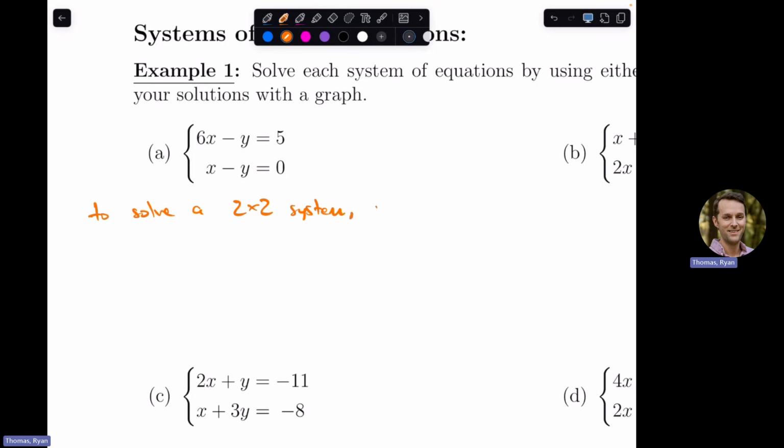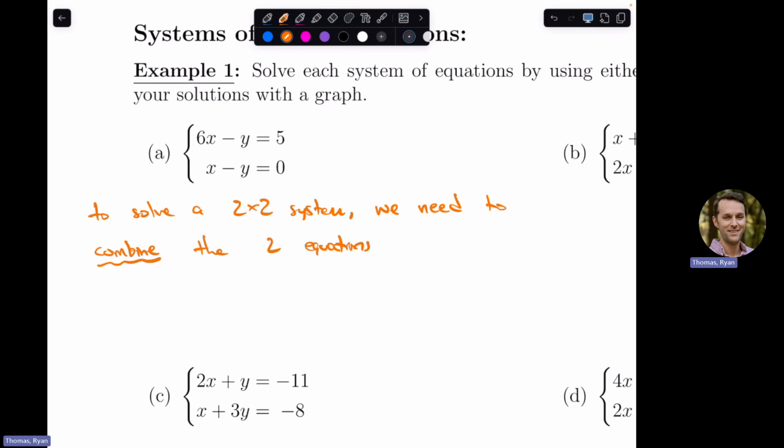To solve a 2x2 system, we need to combine the two equations. Now, what we want to happen is to combine them in such a way that we get rid of some information so that we end up with just one thing we don't know, because then we know how to solve that. We know how to solve equations with one unknown.